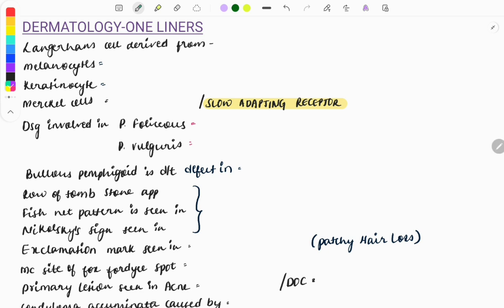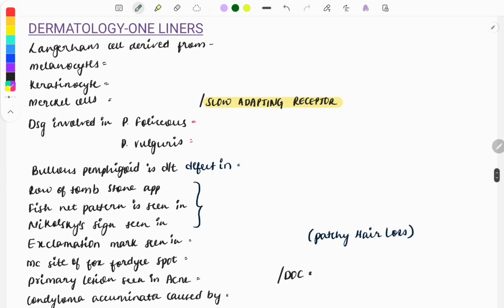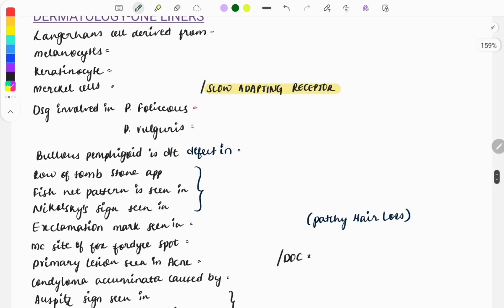5 से 6 क्वेश्चन आते हैं डर्मेटोलॉजी से हर साल FMGE में. तो ये वही लिस्ट है. So this is a list of the one-liners which have been repeatedly asked. ठीक है, तो let's see.